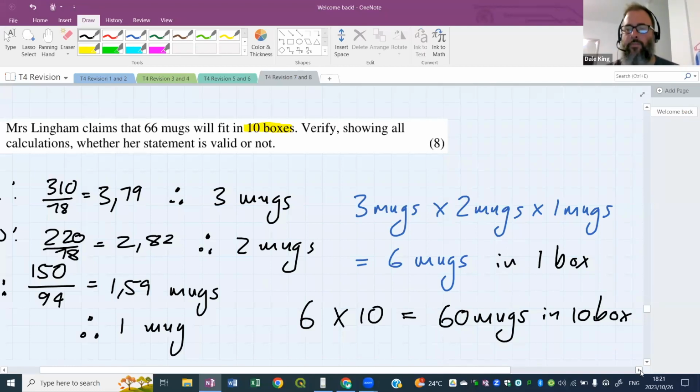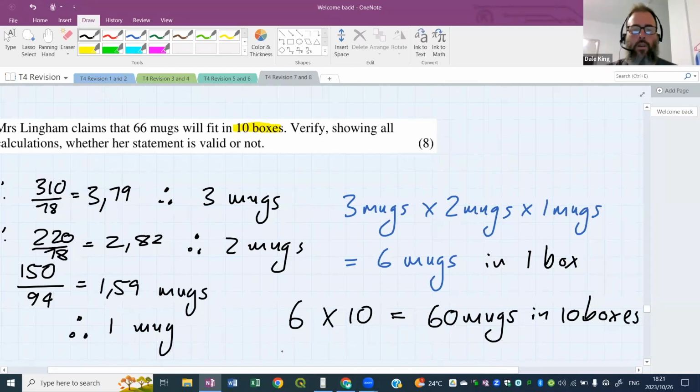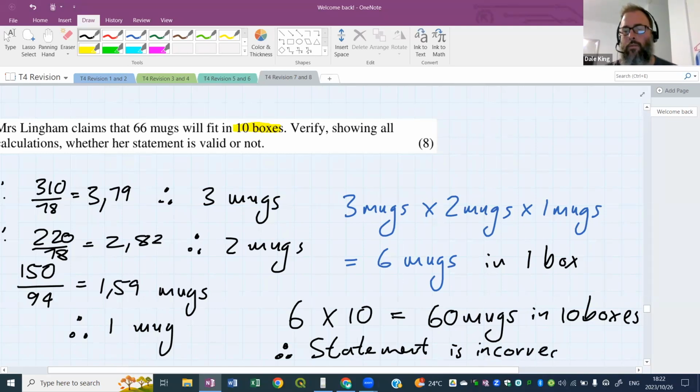Yes. Therefore, the statement is incorrect. Oh, my handwriting is horrible. Sorry, guys. No, sir, you should see mine. Mine is in cursive. Yeah, no, it's not good. My handwriting is not good at all.